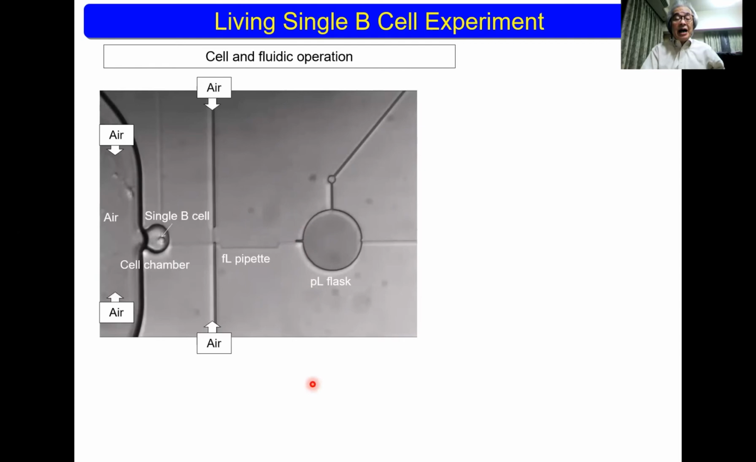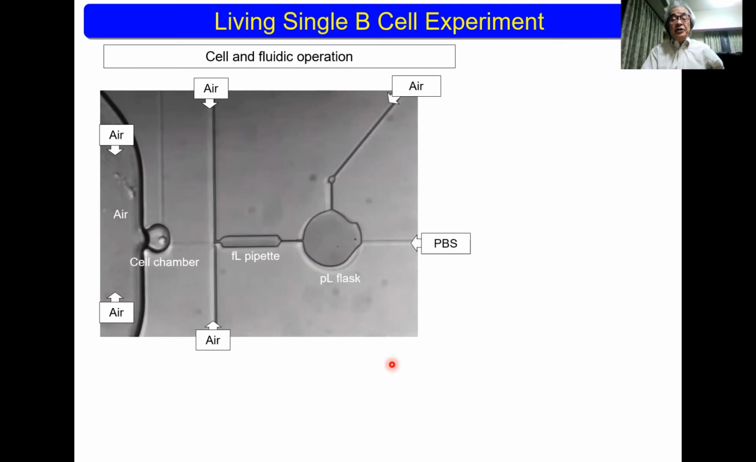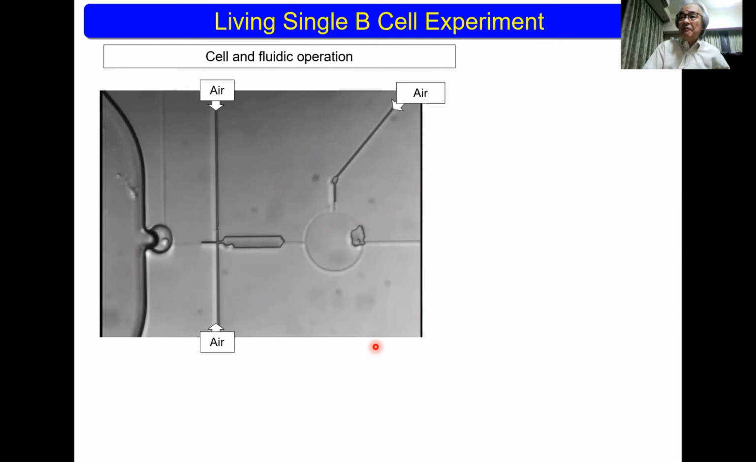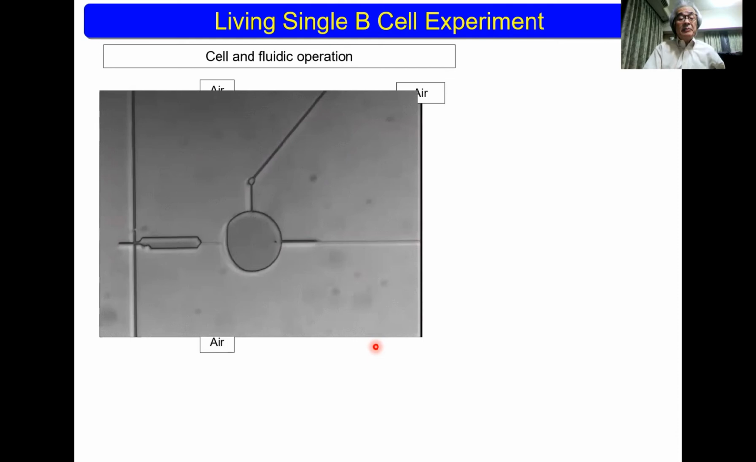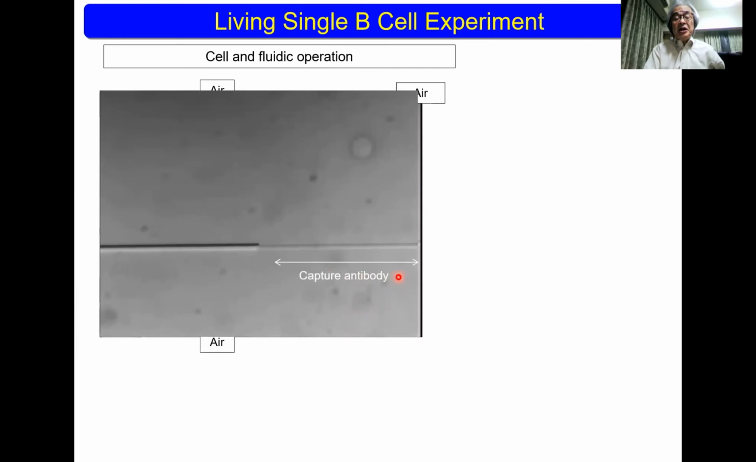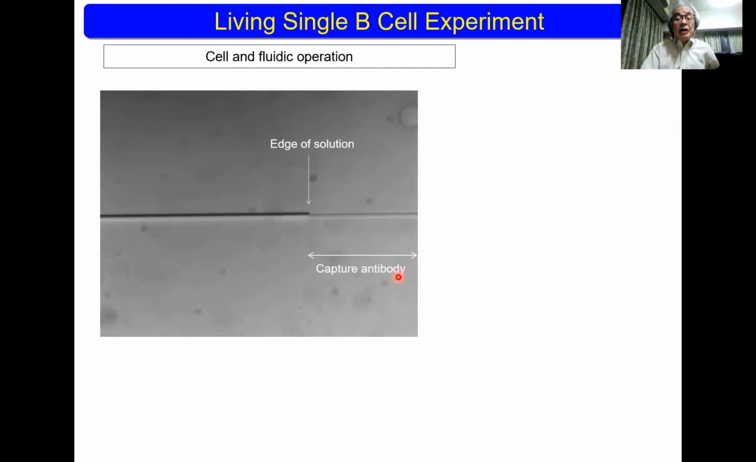And after that, this sample is moved to the picoliter flask. It's already moved, sorry. And after moving the sample, we introduce the treatment buffer like this way. And after treatment, all of the sample is moved to the femtoliter immunoassay chamber like this way. And this one is a capture antibody immobilized area, and this is the end of the solution.